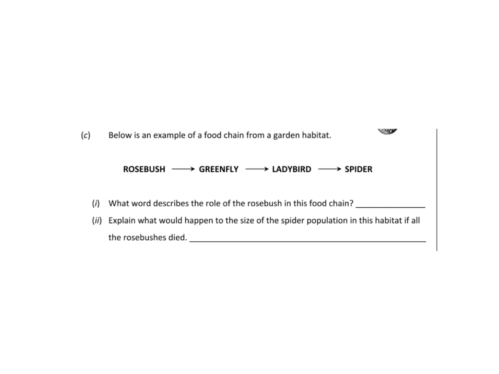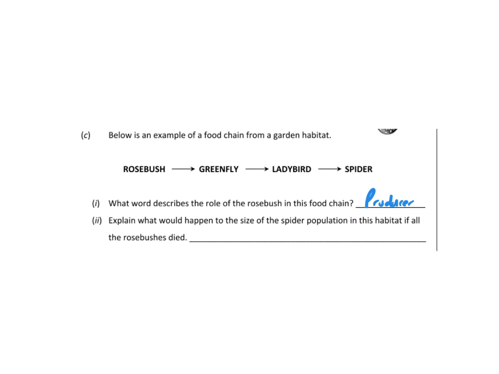Below is an example of a food chain from a garden habitat. So the rose bush is eaten by the green fly, is eaten by the ladybird, is eaten by the spider. What word describes the role of the rose bush in this food chain? So it produces its own food, so that's our producer. Okay, it's the first organism in the food chain. That's our producer.